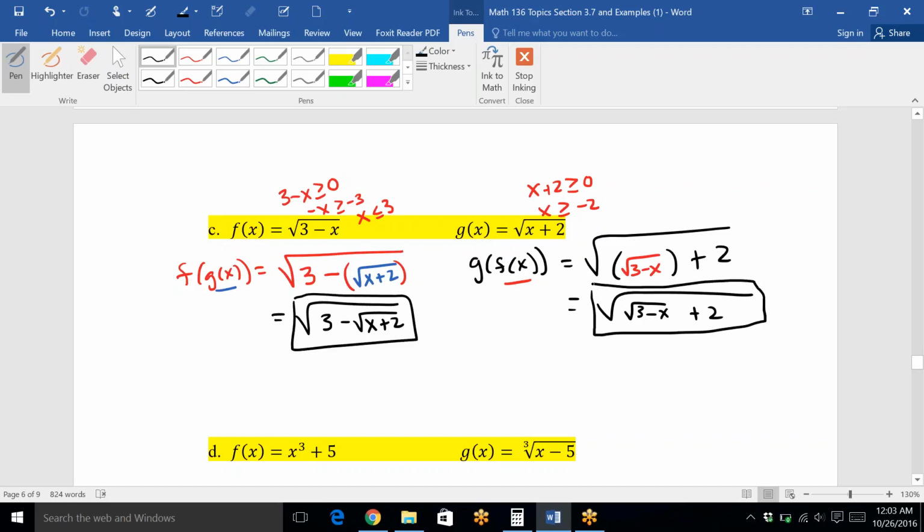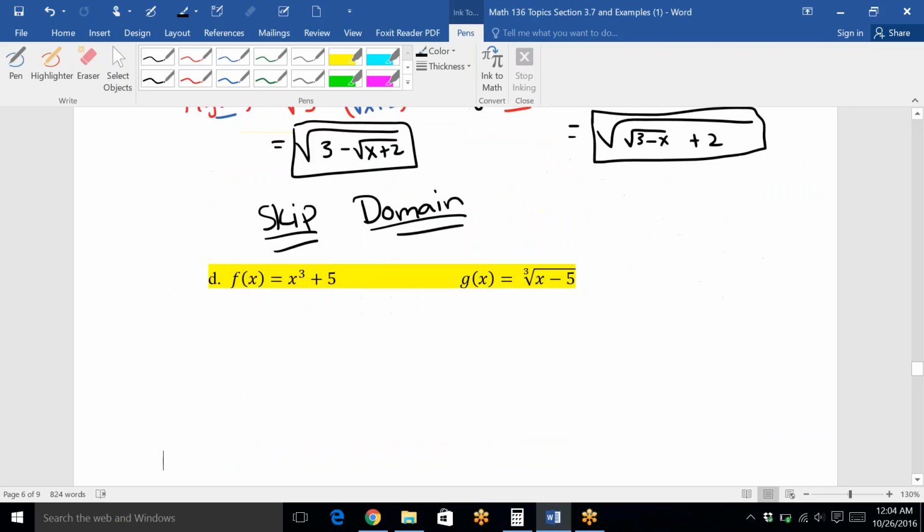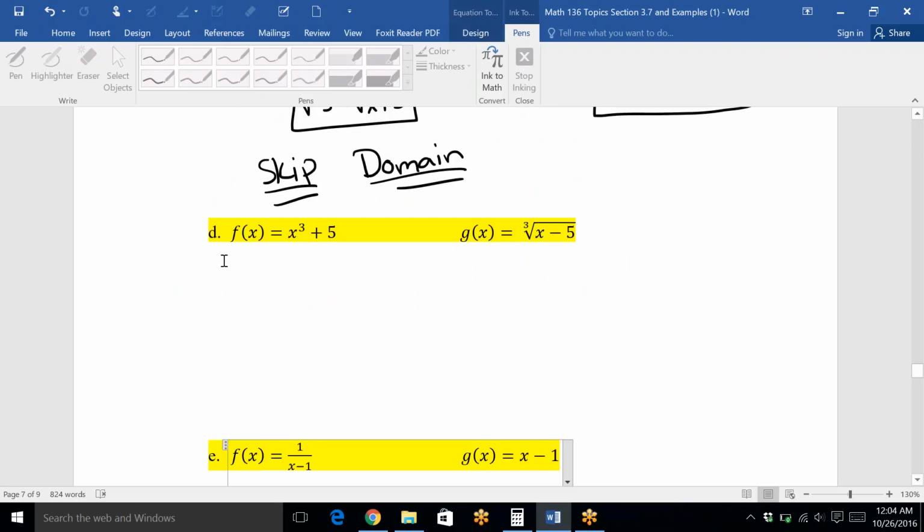Now, in terms of domain, this gets really tricky. And in fact, I'm going to skip domain on these because we are not going to ask you to do that on the test, mainly because you have this radical inside of a radical situation. So I wouldn't stress about this. It's not going to be on the test in terms of the domain if this situation popped up. So let's just focus on what we need to know right now.